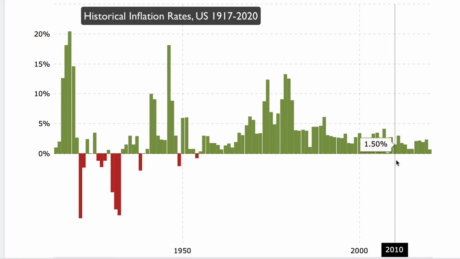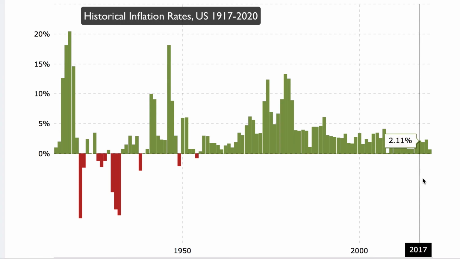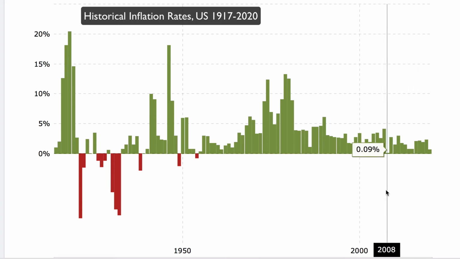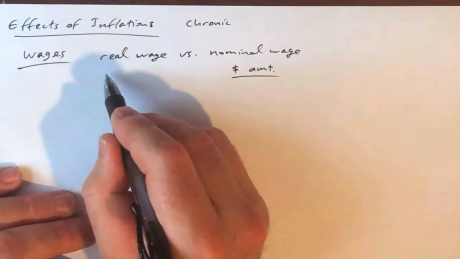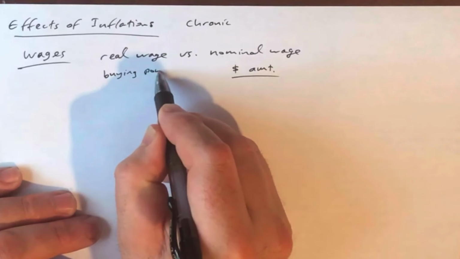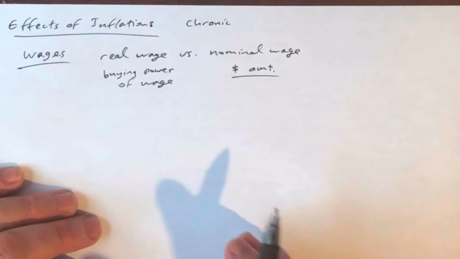It's a little bit hard to make sense of this because inflation is a chronic condition of the modern economy. It's happening pretty much every year, but it's happening to a small extent. So to understand the difference: the nominal wage is only the dollar amount. The real wage takes account of inflation to look at the buying power of the wage. It adjusts it for changes in inflation.